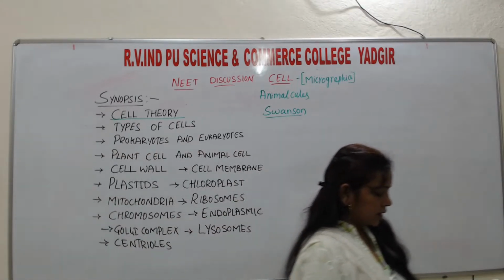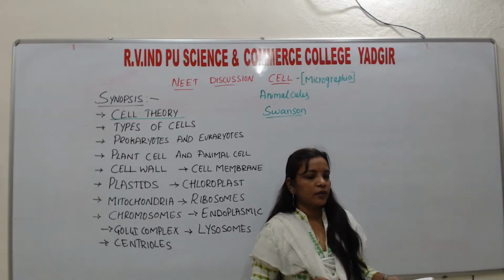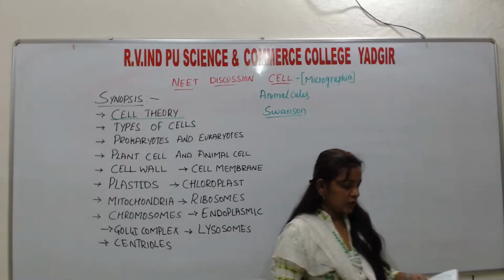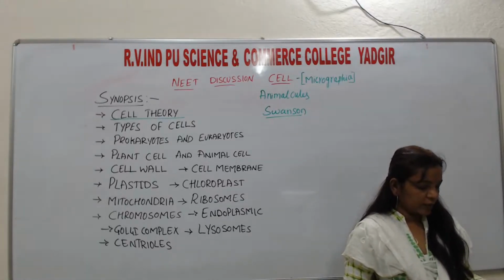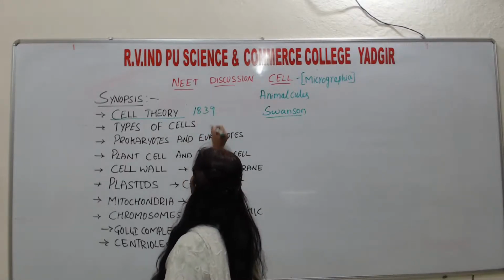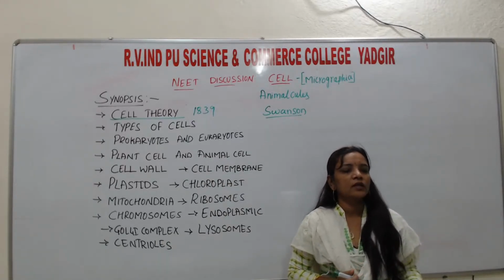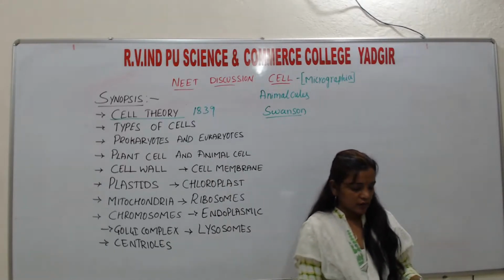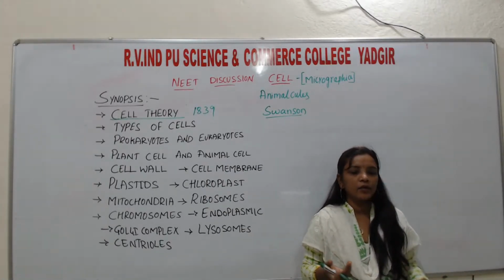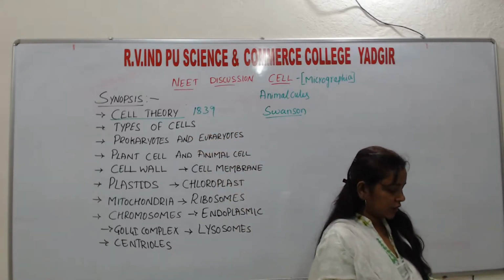Matthias Schleiden, a German botanist, and one more scientist, Theodor Schwann, proposed this in the year 1839. Both of them explained the cell theory. In this process, we are going to study what they explained about the cell theory, Matthias and Theodor Schwann.